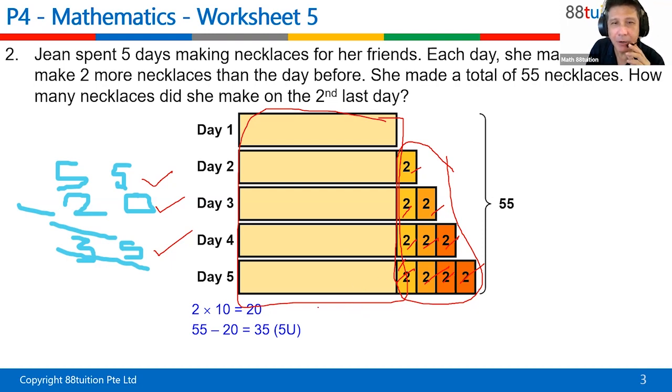So you can think of your 5 times table. 5 times what actually gives us 35? Okay, so try thinking about that. Like 1 times 5 is 5. 2 times 5 is 10. 3 times 5 is 15, right?